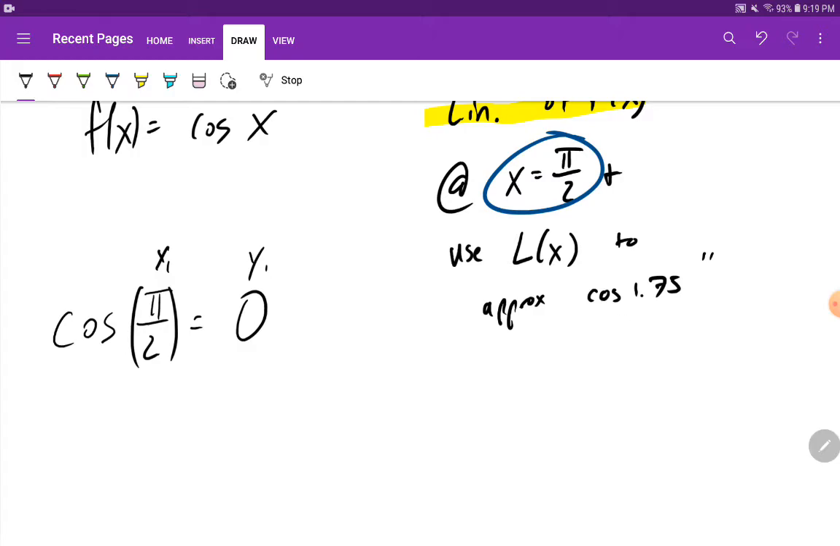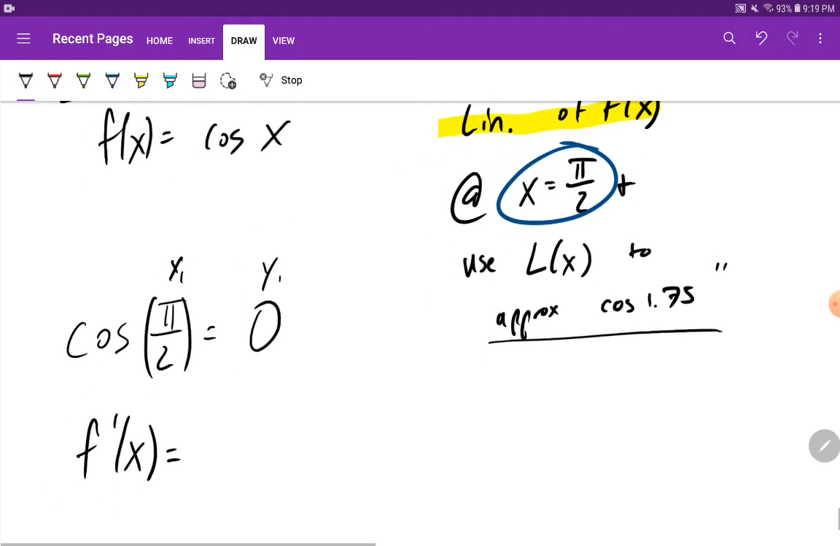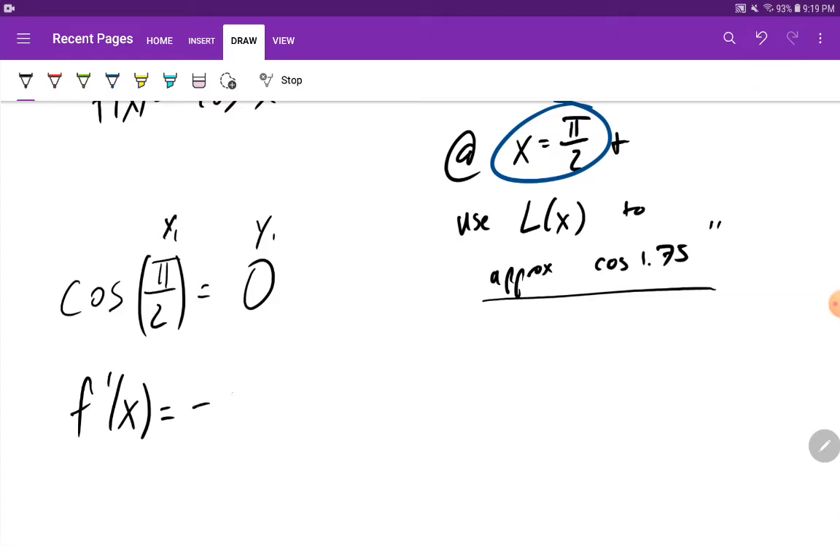And if I'm going to approximate here, now I need the derivative just like before. I needed the derivative at the point that I know. The derivative of cosine of x is thankfully negative sine of x, and we need the derivative at pi over 2. What is sine of pi over 2? Isn't that just 1? So the derivative at pi over 2 is going to be negative 1. Great. We have everything we need. We have our point, we have our slope.